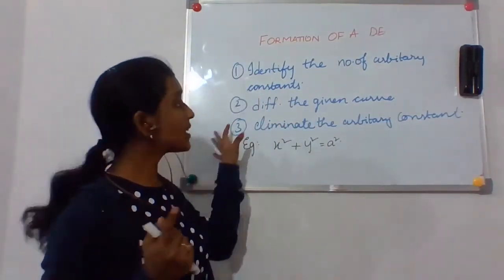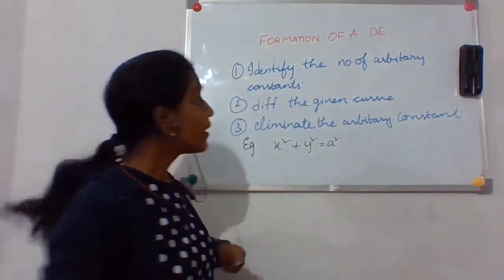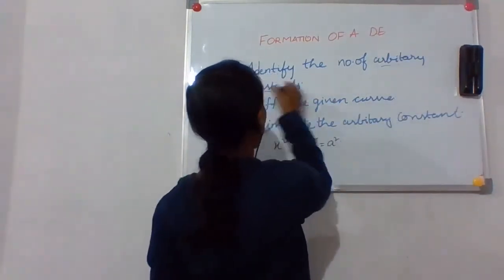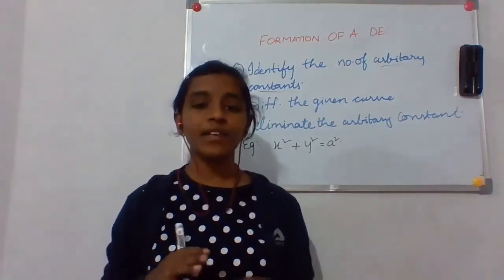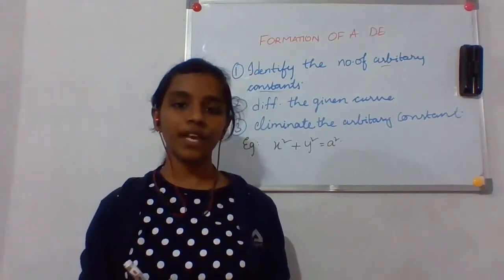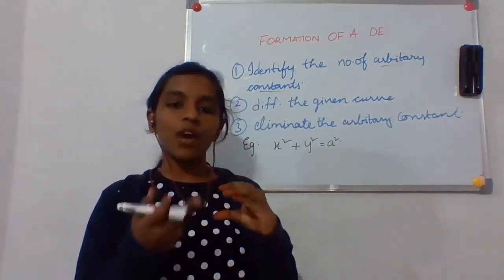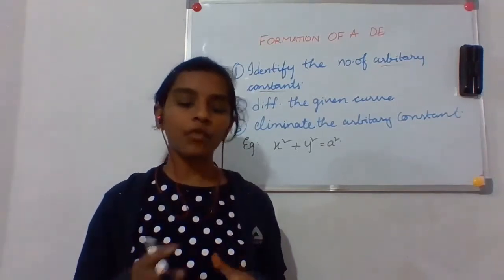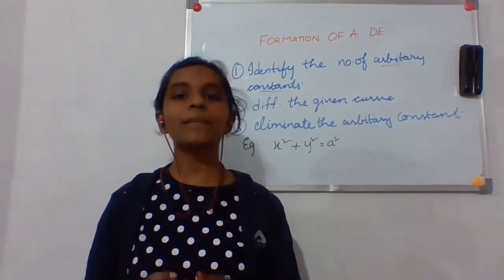What is the first step? Identify the number of arbitrary constants. Now what is this term arbitrary constants? An arbitrary constant is something that can be changed. Okay, so there is some constant and you can change that constant. You can put whatever value you want over there. So that is an arbitrary constant.